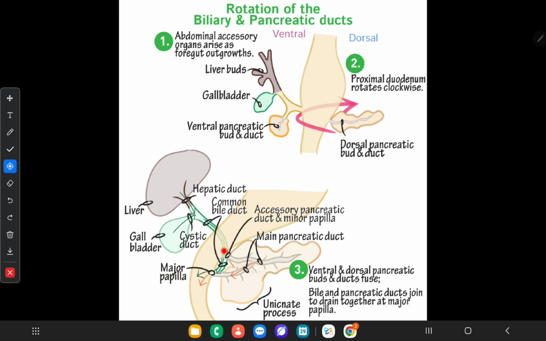That's all about the development of the liver, gallbladder and the pancreas. Hope you guys clearly understood this development process, and it is very easy.